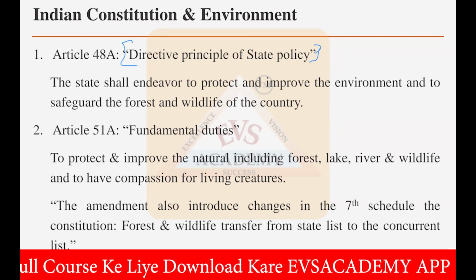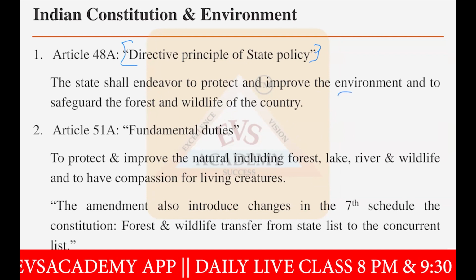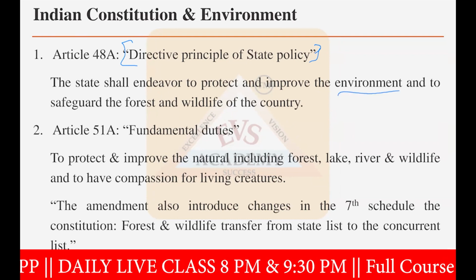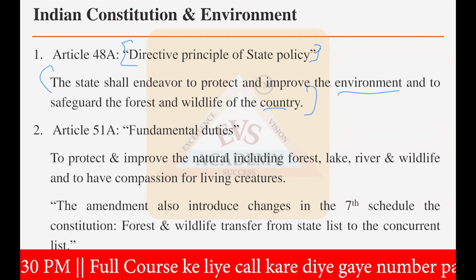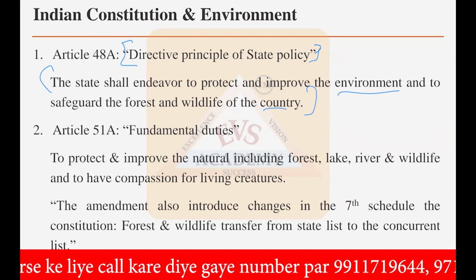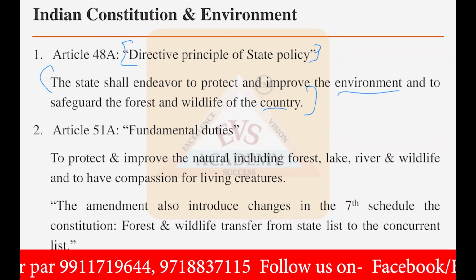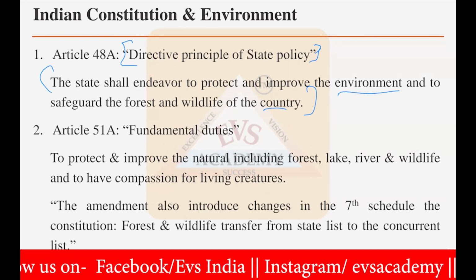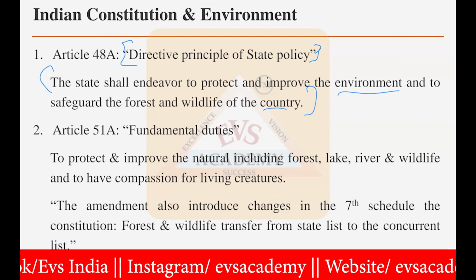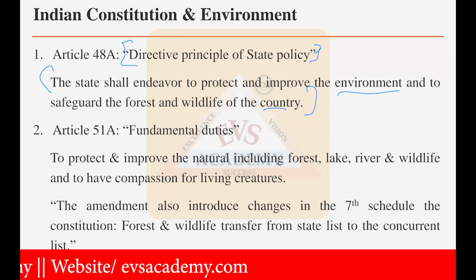And under this particular article, it is written that the state shall endeavor to protect and improve the environment and to safeguard the forest and wildlife for the country. So this is what is written in Article 48A, which was added in the year 1976 in the 42nd Amendment of the Constitution. So this article was introduced in the Schedule 7. And this is telling that the state here does not mean the actual state. The state here means government. The government has the power to protect and improve the environment and to safeguard the forest and wildlife. That is written in Article 48A.